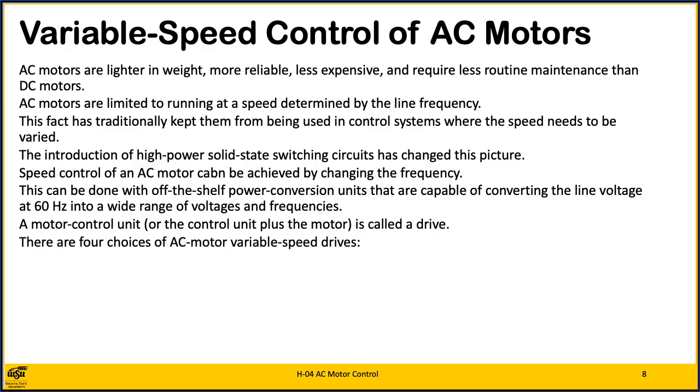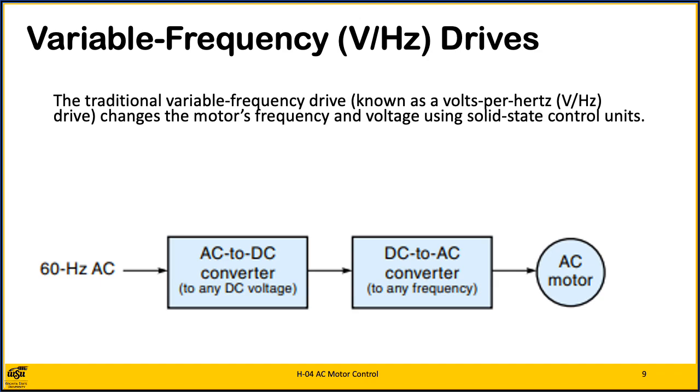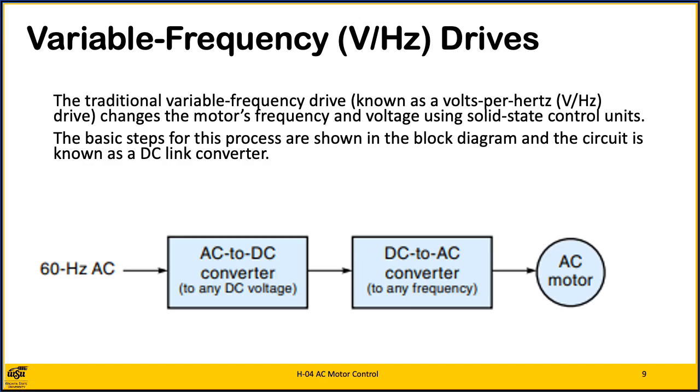There are 4 choices of AC motor variable speed drives. The older variable frequency drive, known as the V/Hz drive, and the newer vector drives: sensorless, flux vector, and field-oriented control. The traditional variable frequency drive, known as the volts per hertz drive, changes the motor's frequency and voltage using solid-state control units.